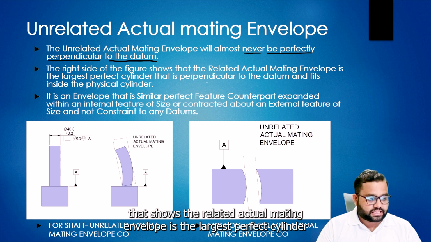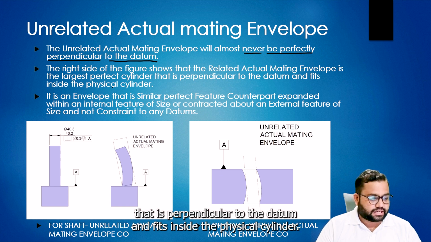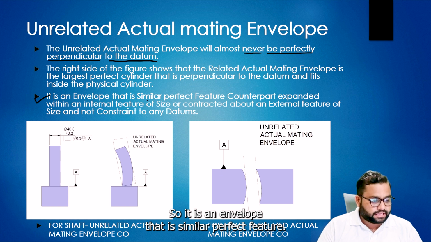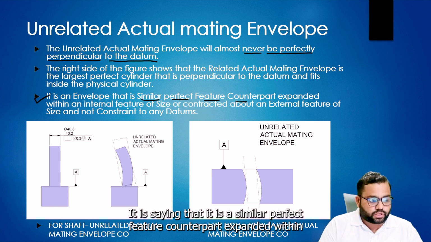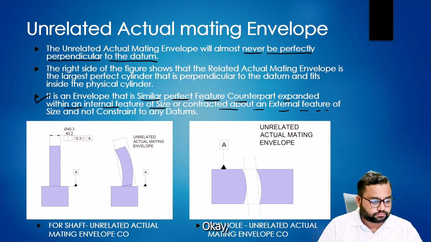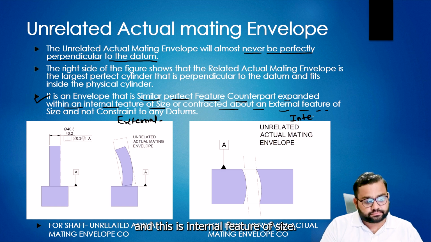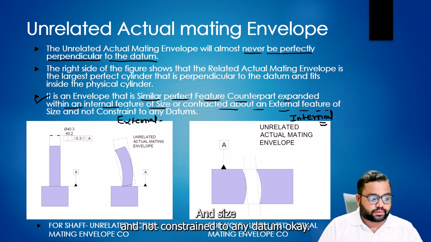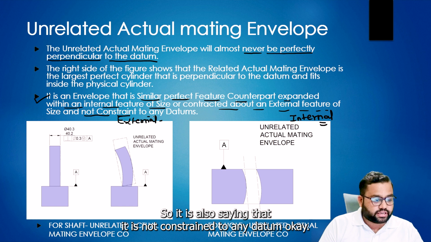On the right side of the figure, it shows the actual mating envelope is the largest perfect cylinder that is perpendicular to the datum and fits inside the physical cylinder. This is the definition. It is an envelope that is a similar perfect feature counterpart, expanded within an internal feature of size or contracted about an external feature of size. This is an external feature of size case, and this is an internal feature of size. It is also saying that it is not constrained to any datum.